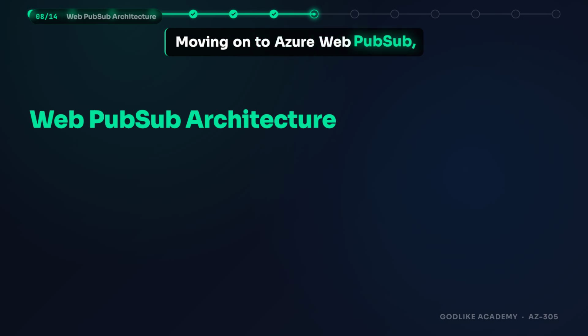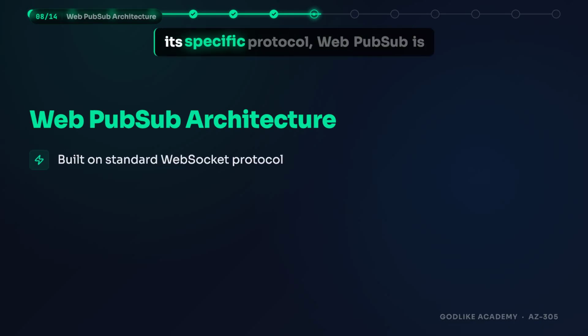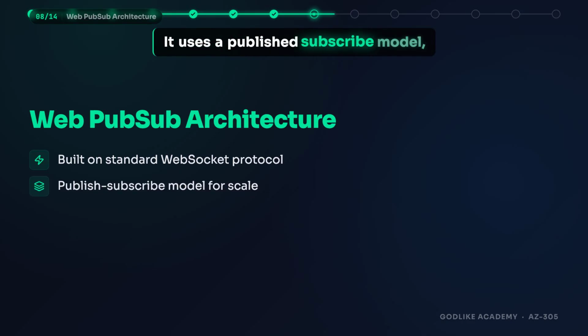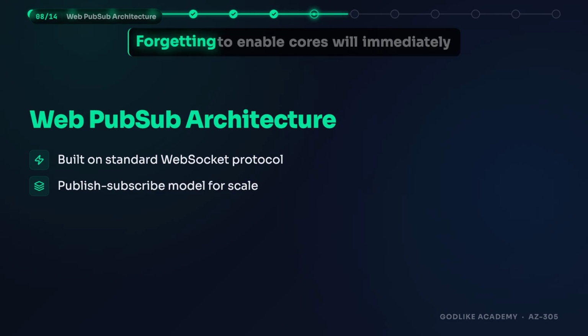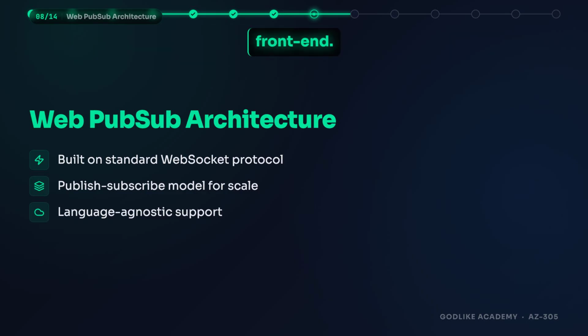Moving on to Azure Web PubSub, which takes a different approach. Unlike SignalR, which is tied to its specific protocol, Web PubSub is built on the standard WebSocket protocol. This makes it highly efficient for event-driven architectures and allows you to use custom protocols if needed. It uses a publish-subscribe model, making it ideal for sending messages to millions of clients without being locked into a specific framework. If your stack includes Python or Go, this is likely your best option. Forgetting to enable CORS will immediately block cross-origin WebSocket handshakes from your front end.